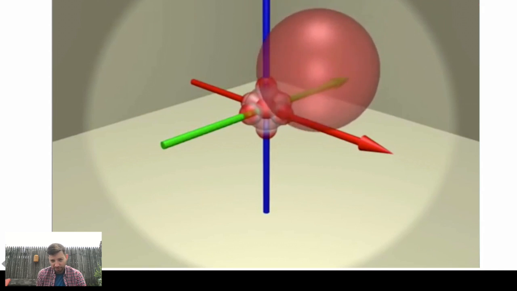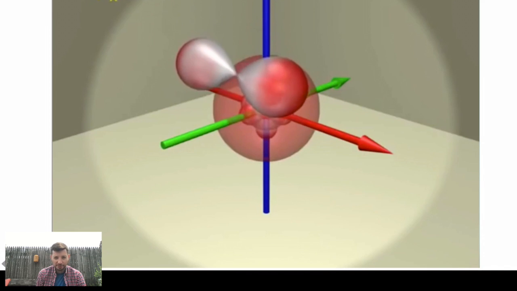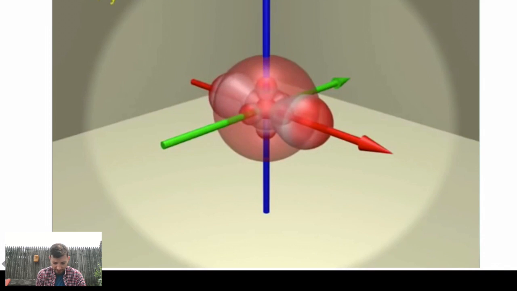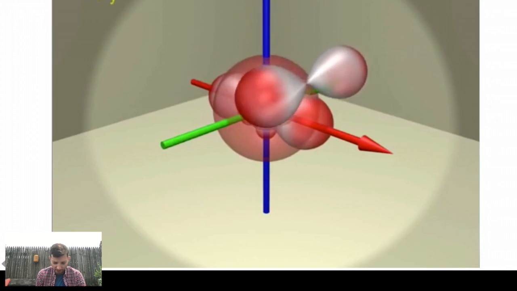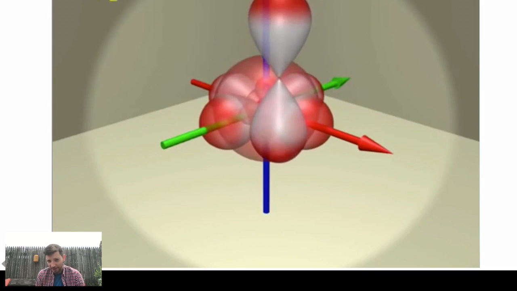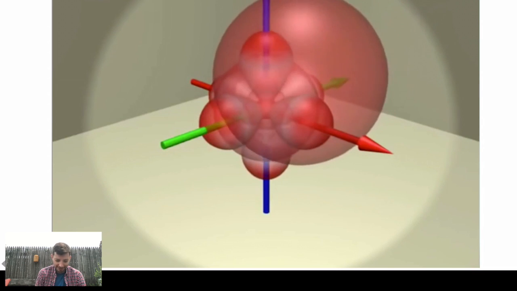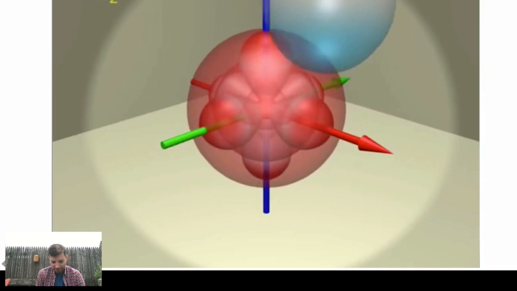Then the third principal energy level, level 3, also has s electrons. It also has p orbitals, p electrons. There's the 3px, 3py, and here comes the 3pz. You should notice it's larger than the 2p orbitals. They are larger and they're in a higher energy level. There's the 4s, significantly larger than the 3s or the 2s.